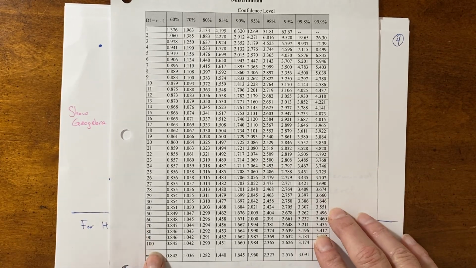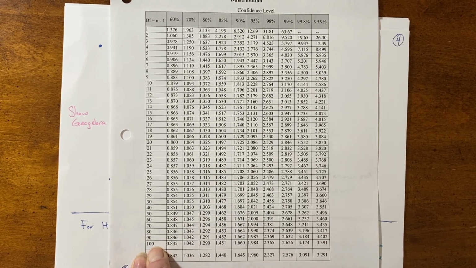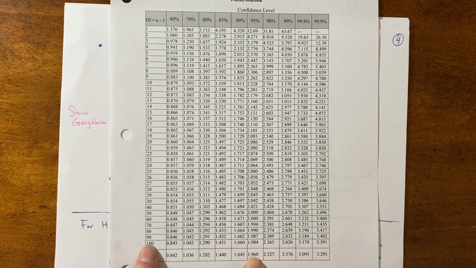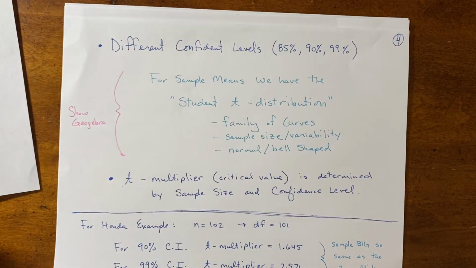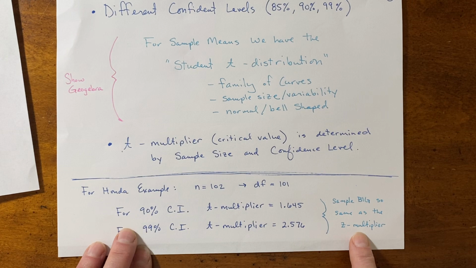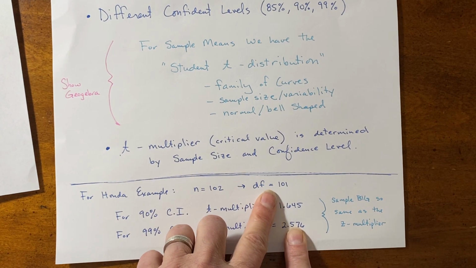So using, say, the Honda example, I could just use the Z score, 1.96, because my sample is larger than 100. For a 99% confidence interval, I would just use 2.576. For 90% confidence interval, I would use the 1.645. These values are basically the same as the Z multiplier because our sample size is so large.